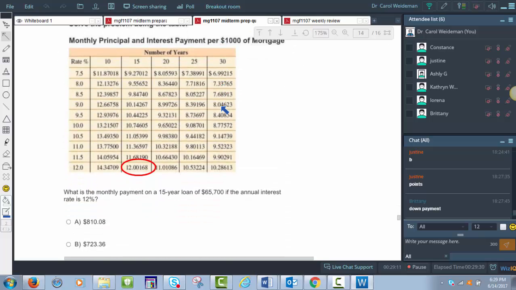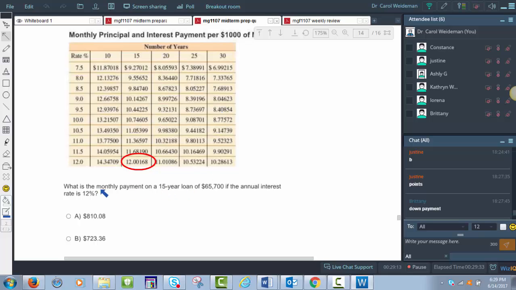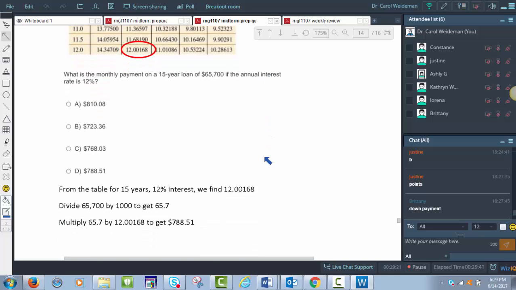So what do we need to know in here? We need to know 12% for 15 years. There's my multiplier, and that's per thousand of loan. So you take the amount of the loan and divide by 1,000. Get 65.7, and then multiply that by the number in the table, and your mortgage payment is $788.51, which is answer D.